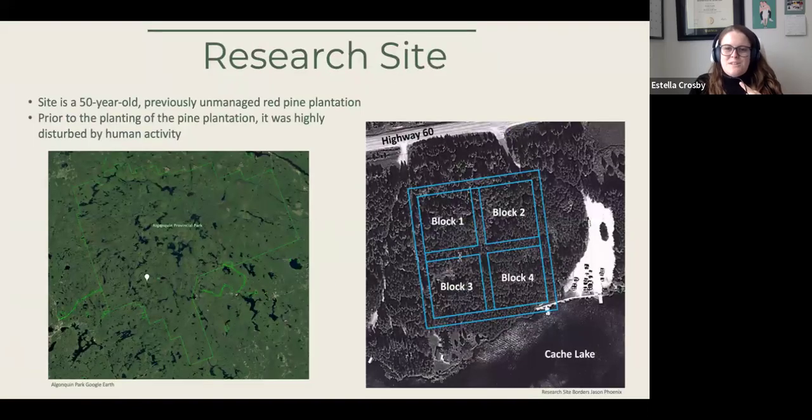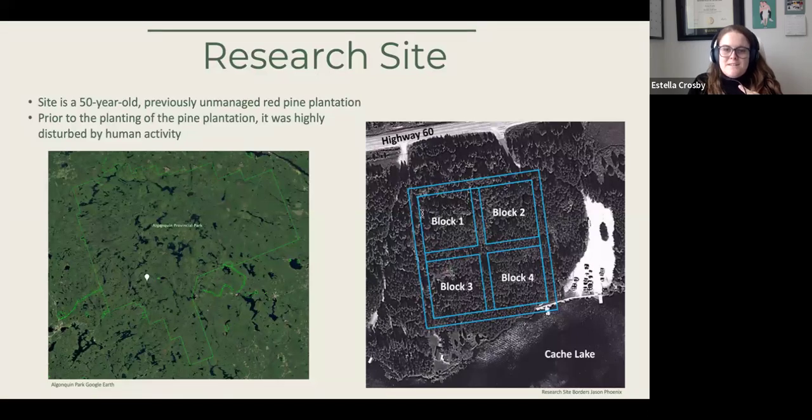Before I jump into research specifics, I'm also going to talk a little bit about the context and the history of my specific site. It's located on the north shore of Cache Lake. If you can see, it's where the white marker on the Algonquin Provincial Park map is pointing to. It used to be home to a variety of buildings, including park headquarters, a luxury hotel, and a train station. These buildings were demolished in the late 1950s, and the area was left bare for several years.